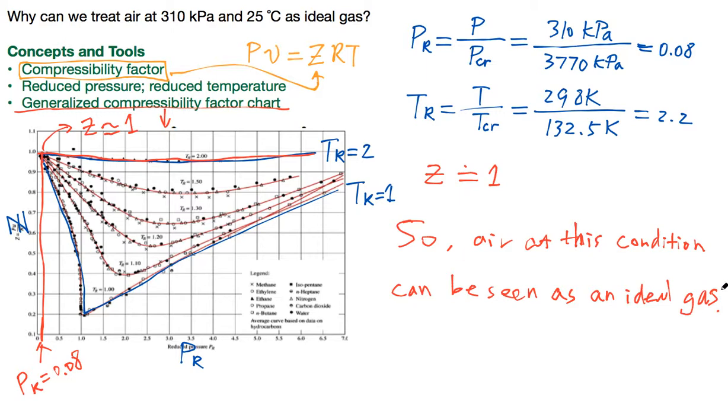And now we have shown the reason behind the fact that we treat air at the ambient condition or room temperature, room conditions, as an ideal gas. And there's a reason, and we have shown this quantitatively using the compressibility factor of air at 310 kilopascal and 25 degrees Celsius.